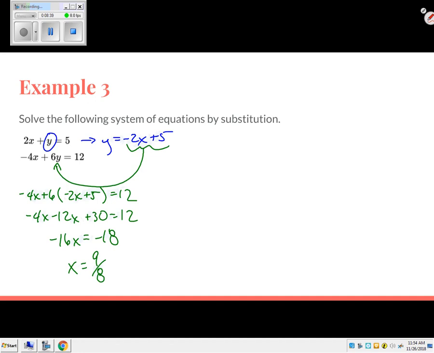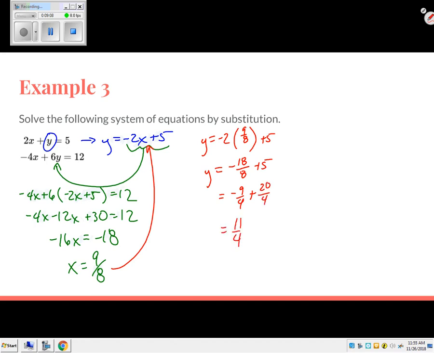Now here's where you're going to see me say back substitute. So I'm going to go back to some previous work that I've done. It's y equals negative 2 times x, and instead of x, I'm going to put in 9/8, plus 5. So I get negative 18 over 8 plus 5. I'm going to call it negative 9/4. I might change that 5 to 20 over 4. That'll make it easier to work with. I know some of your calculators do that. Kudos to you. But 9/8, 11/4. That number would have been very hard to get by graphing. Okay? You'd have to be pretty stinking precise on it.